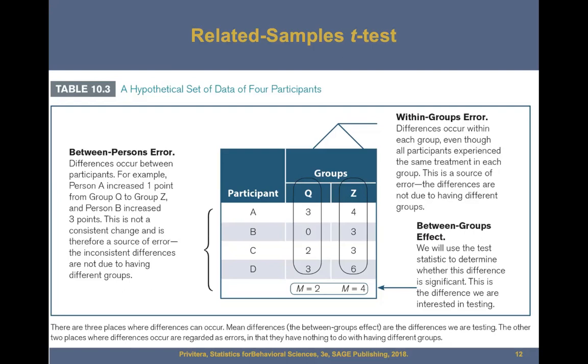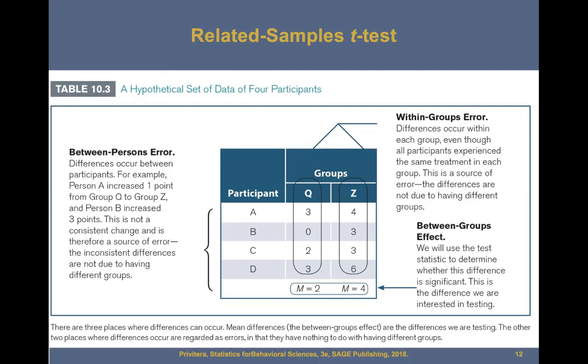What does that look like? Well, here's our breakdown. We have our within groups error, at the top here. Differences occur within each group, even though all participants experience the same treatment in each group. This is the source of error. The differences are not due to having different groups, right here.